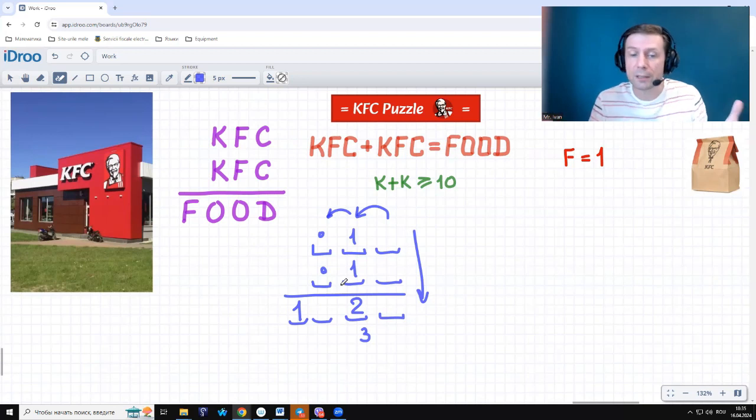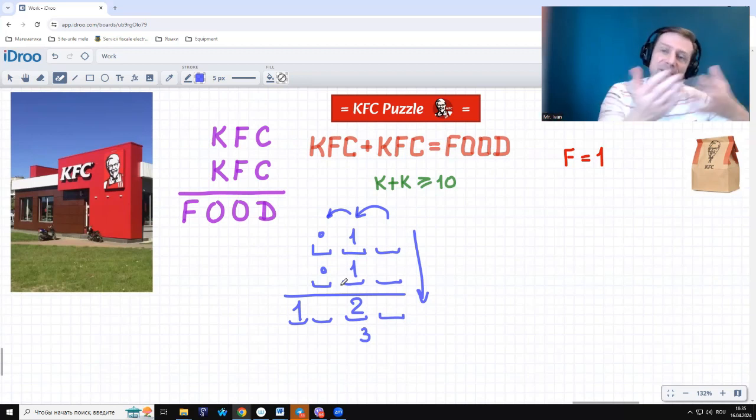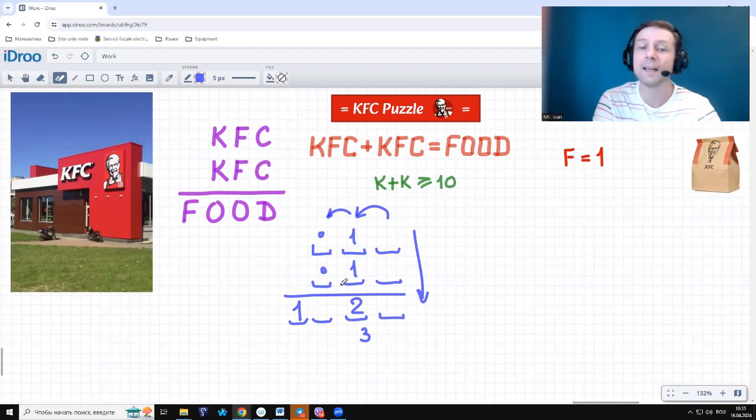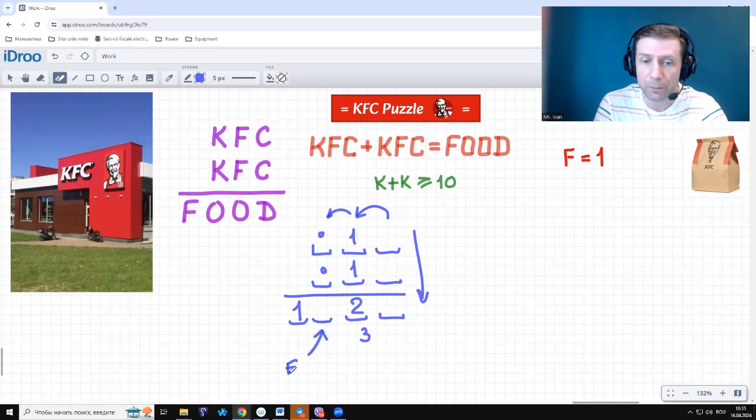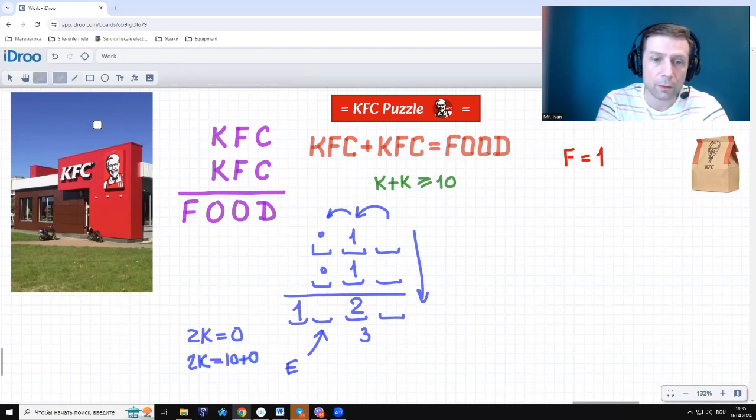But we see that it's impossible, okay? So 1 plus 1 cannot exceed 10 in any case. This means 3 is not an option. So an odd number will never go here. The only number here is an even number, because it's doubling, twice K, which is O. O or twice K, we could say 10 plus O, yeah? 10 plus O. Okay.